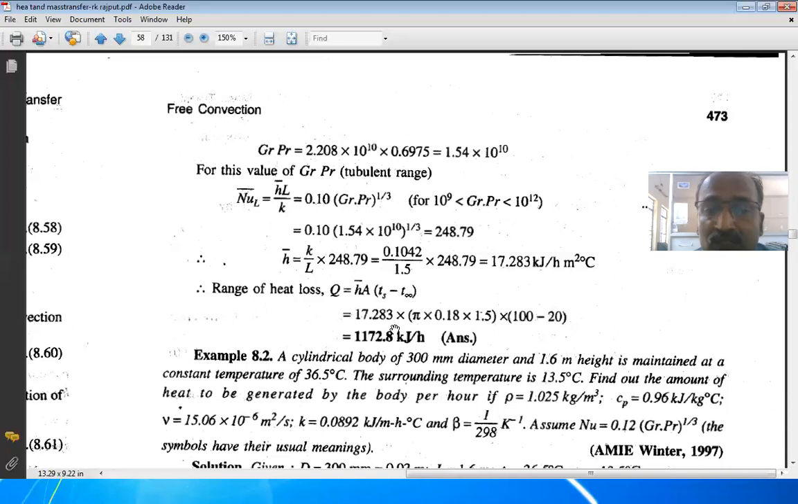The student who is well acquainted with the heat transfer data book will excel in the academics. Again and again, I am telling this factor. Thank you.